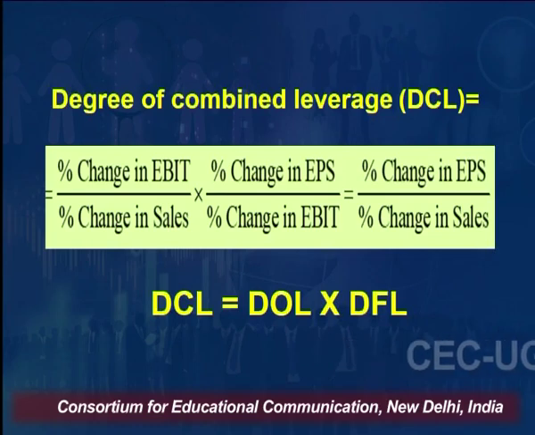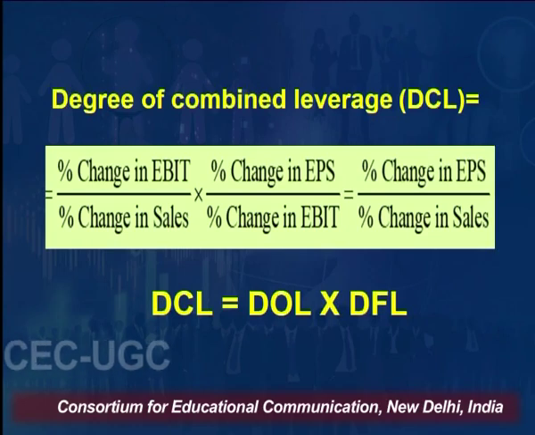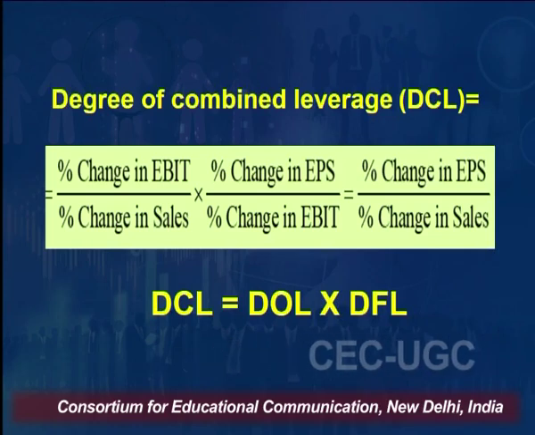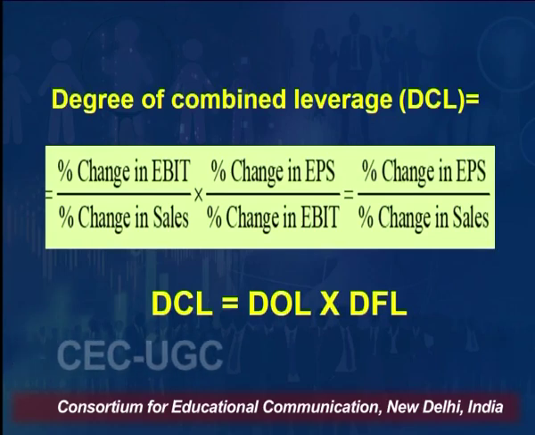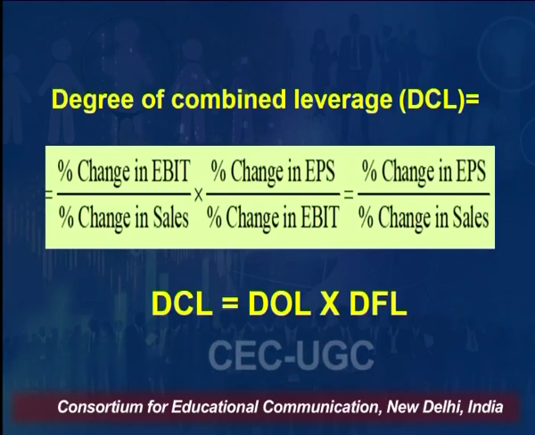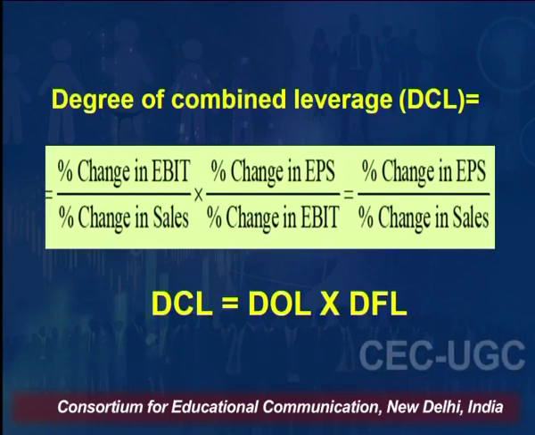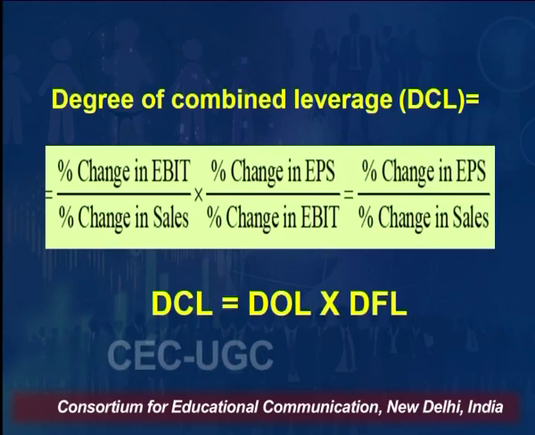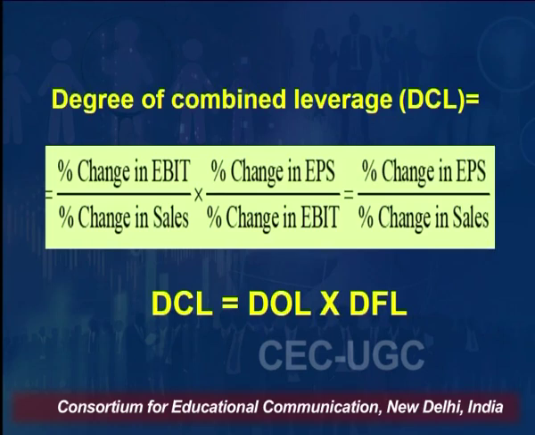You can also see from the left hand side, if we strike off these two parts, change in EBIT in the numerator and change in EBIT in the denominator, the ultimate leftover part will be equal to the same value which is there on the screen, that is change in EPS divided by change in sales. So, this shows the combined effect of our operating and financial leverage, that is degree of combined leverage.